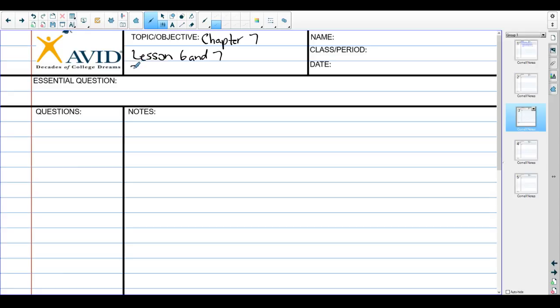Solving inequalities. Piece of cake today. Our central question: how do we solve an inequality? How do I solve an inequality?